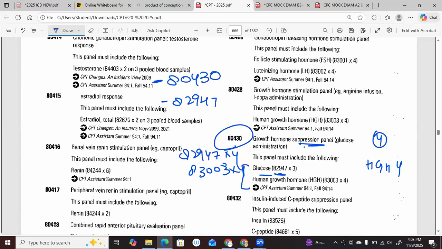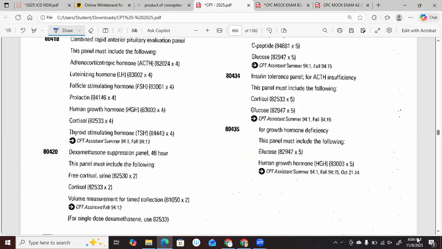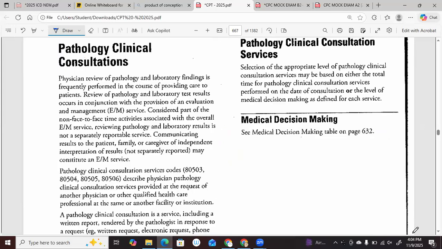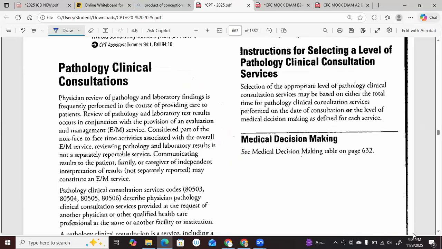Any questions here? Okay. No, ma'am. Okay, perfect. So this is the same guideline which we have for the panel. So I'm moving further. After the panels, we have the pathology clinical consultation section. In this section, we have codes which we need to use if our pathologist is providing the consultation.